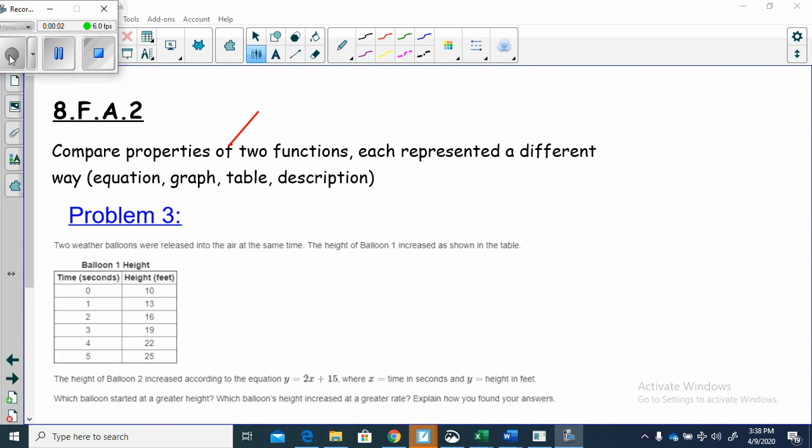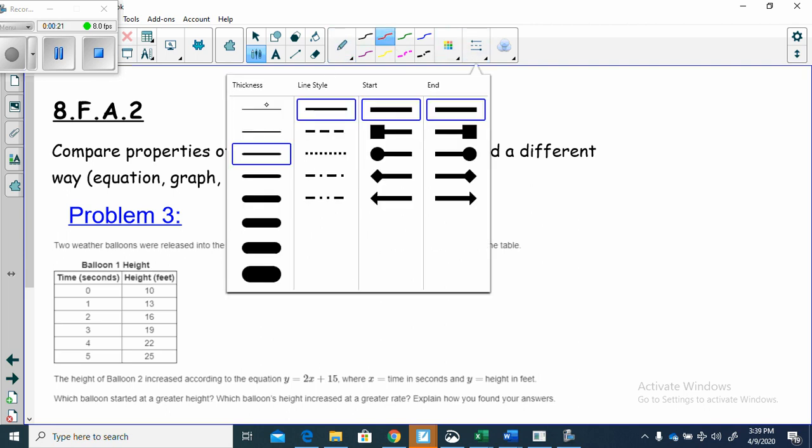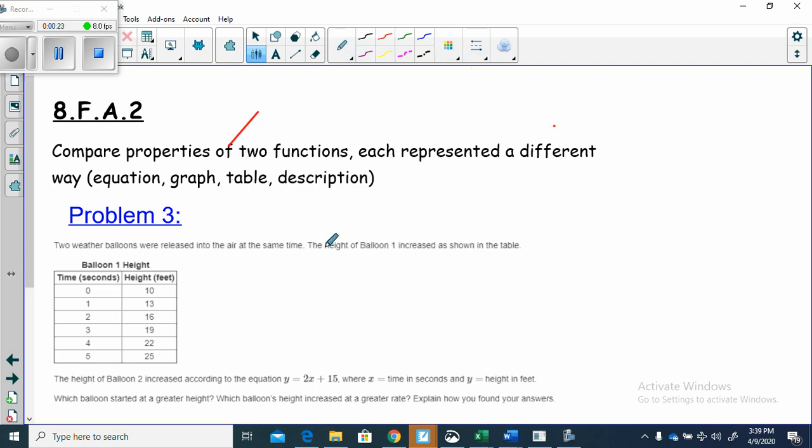This is problem 3 in 8FA2, where we're comparing properties of two functions, each represented a different way. Here it says we've got two weather balloons released in the air at the same time. The height of balloon 1 increased as shown in the table. So we've got a table.